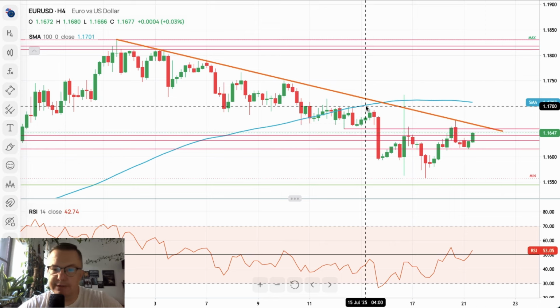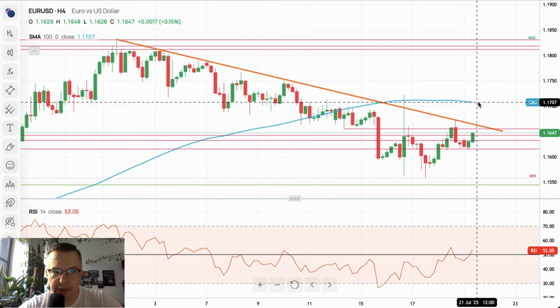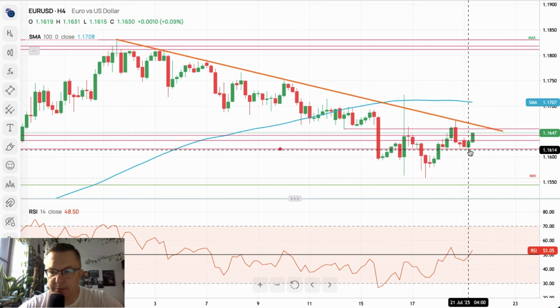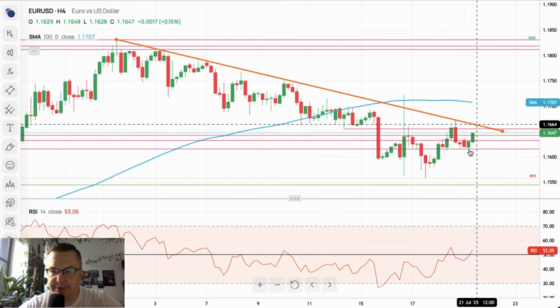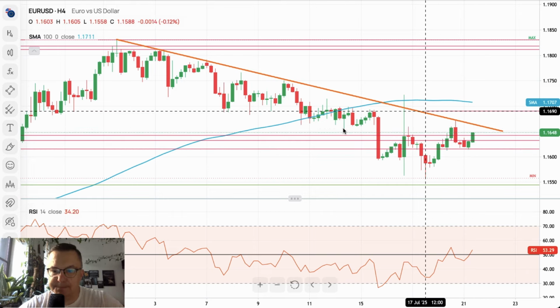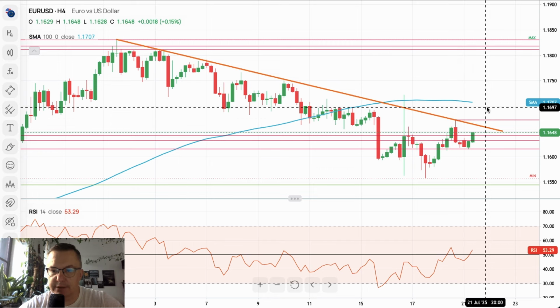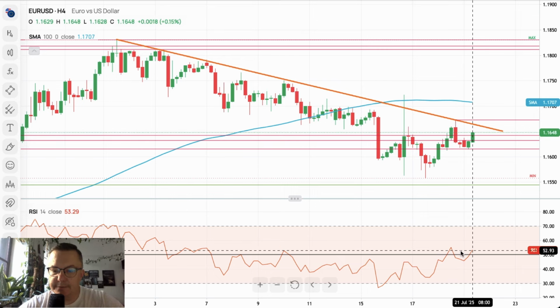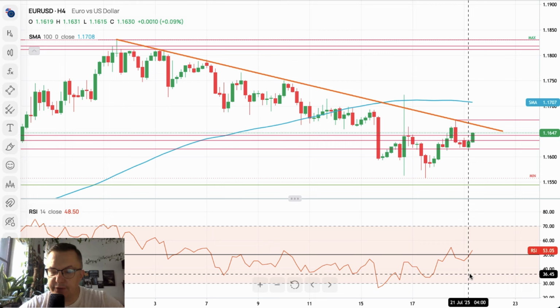Of course, the other one is the 100 periods moving average, the blue line on the chart, which is now located at 1.1707. The bounce was from the level of 1.1614. Now we are heading towards the trend line again, as we are back inside the supply zone for another time. Local technical resistance 1.1673, and the momentum is increasing towards the level of 54 points.